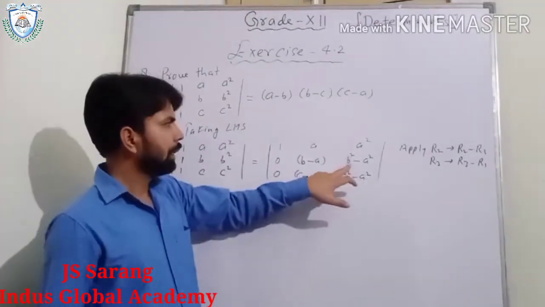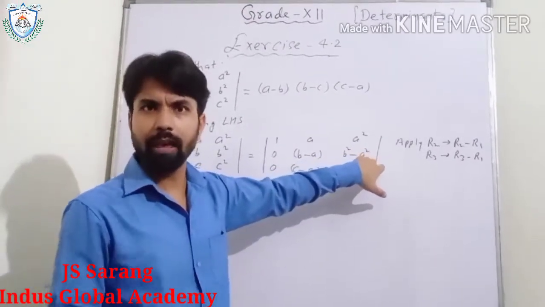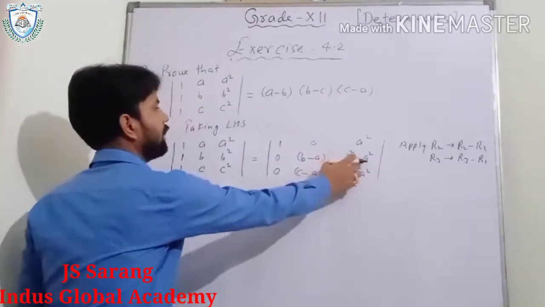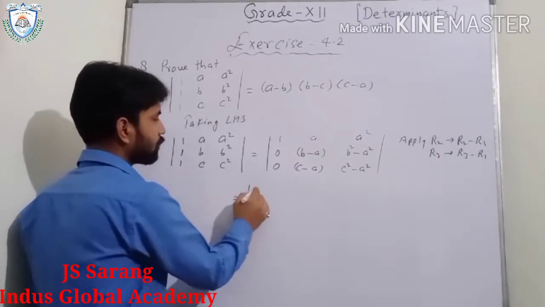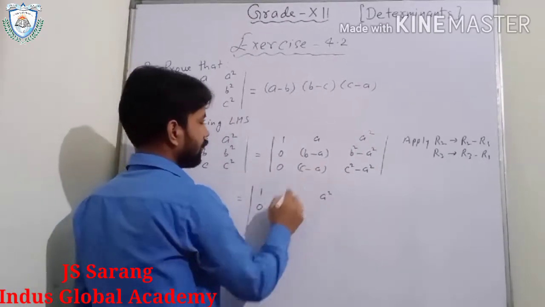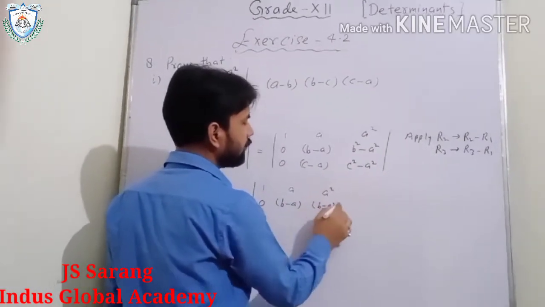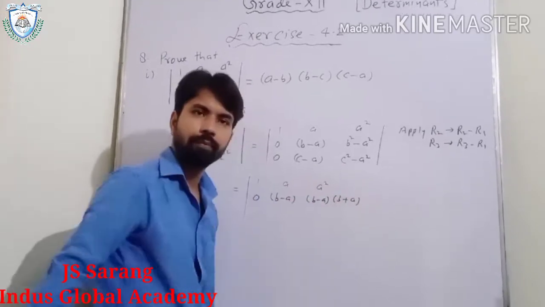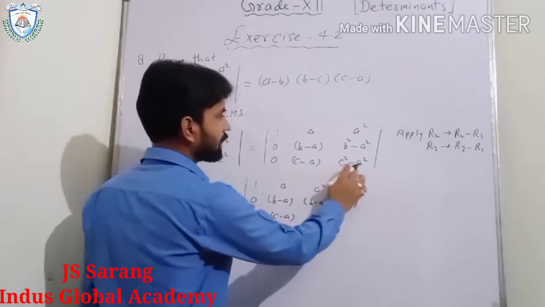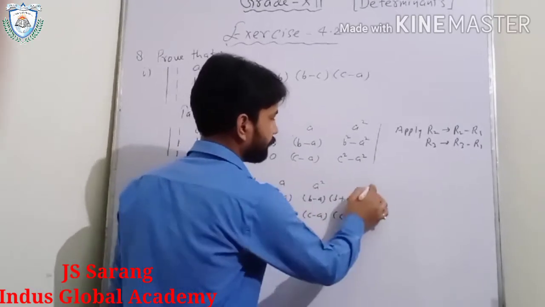Okay, now see, B square minus A square. This is the identity. A square minus B square is how much? A plus B and A minus B. So we will put the identity here. So what we will get? First row will remain same: 1, A and A square. This is 0. B minus A and B square minus A square can be written as B minus A and B plus A. Understood? Same 0. C minus A and this can be written as C minus A and C plus A.